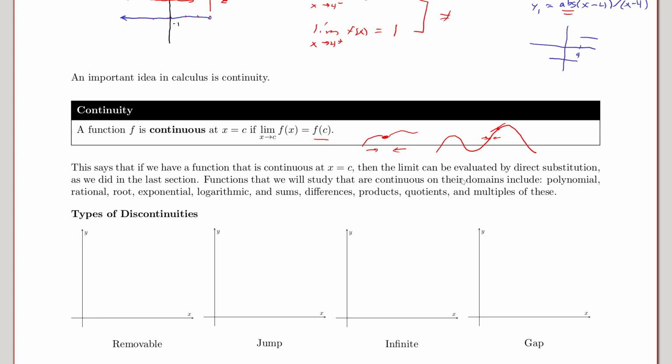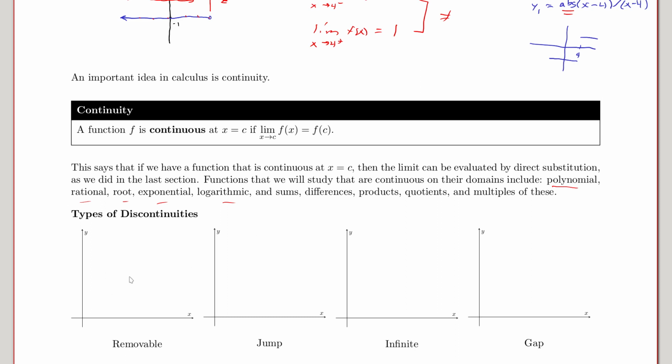It's really easy looking at a picture, but I wanted to draw the different types of continuities, or discontinuities, sorry. The good thing is pretty much every function you've ever studied or ever will study is at least continuous on its domain. So things like polynomials, rational functions, roots, exponentials, logs. It's not part of this course, but trigonometric functions, sums, differences, products, quotients, and multiples of all these are also continuous on their domains. So mostly for us, this will be a domain issue.